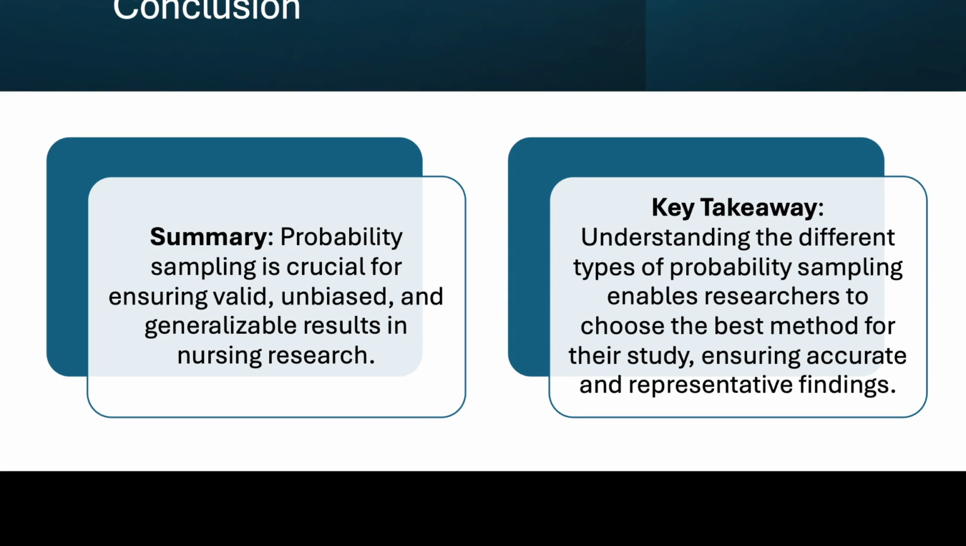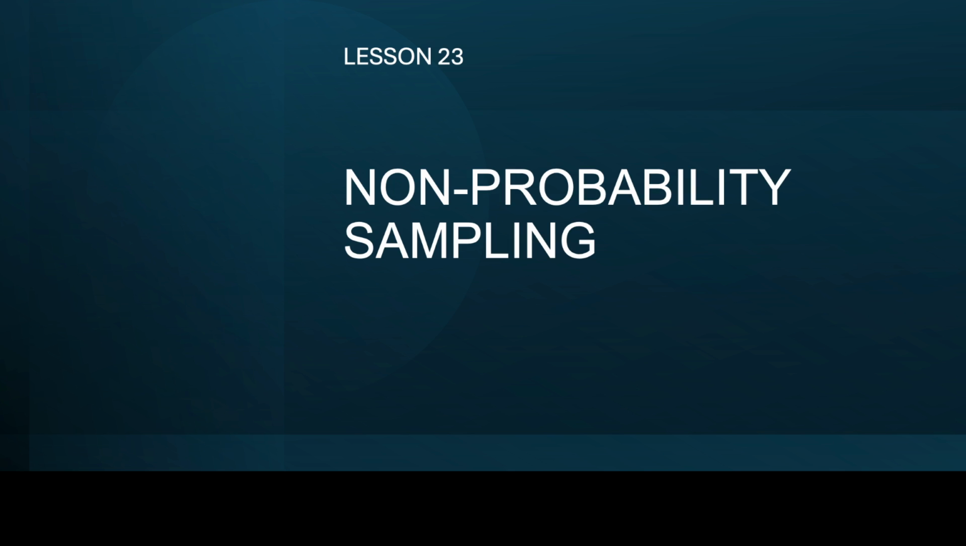To conclude, probability sampling is crucial for ensuring valid, unbiased, and generalizable results in nursing research. Our takeaway is that understanding the different types of probability sampling enables researchers to choose the best method for their study, ensuring accurate and representative findings. So let's go now to lesson 23, which is non-probability sampling.